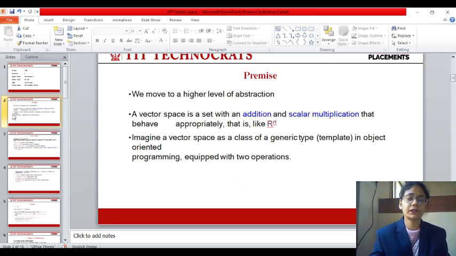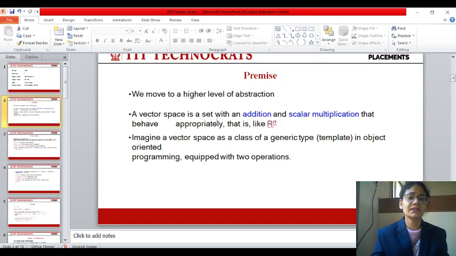As we have already discussed number systems in one dimension, like natural numbers, whole numbers, then the integers, rational numbers, and real numbers. So that is number in one dimension. When we move from one dimension to higher dimensions, like two dimensional, three dimensional, or higher levels of dimension, that becomes a vector space. So what is this? We move to a higher level of abstraction.